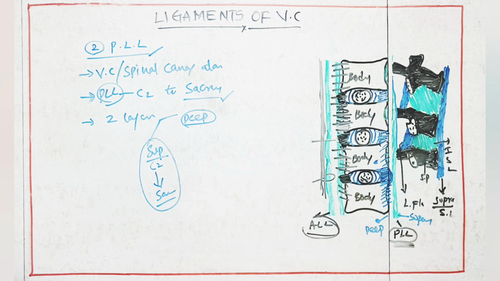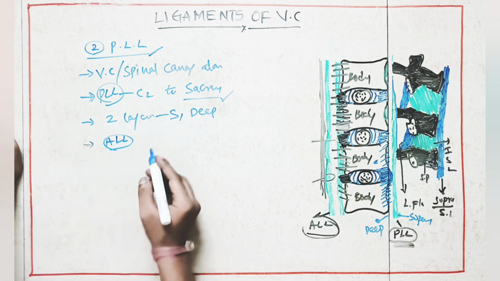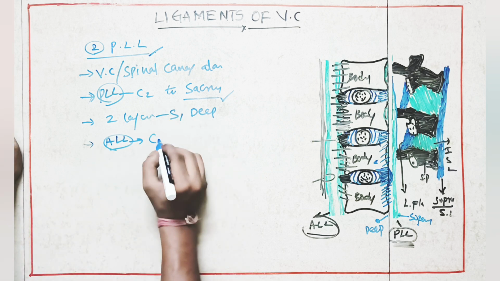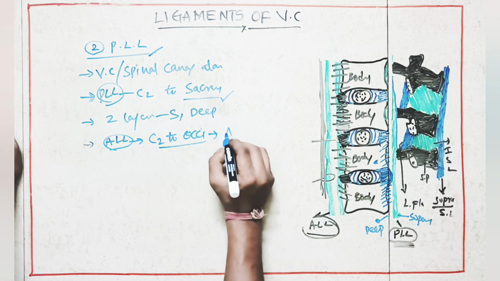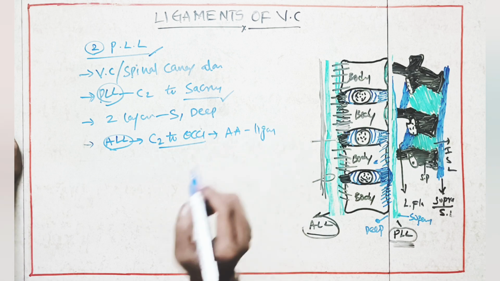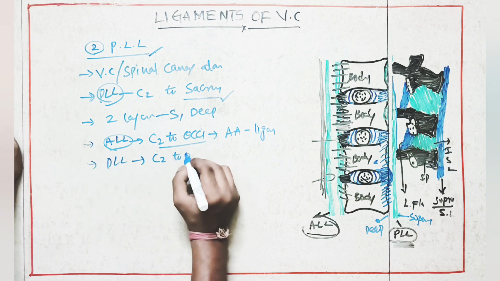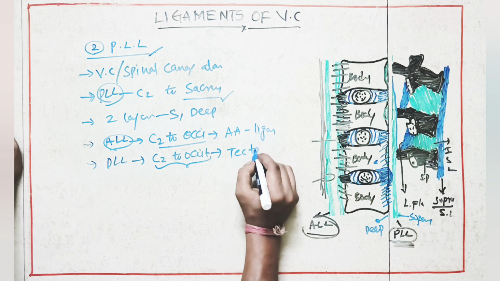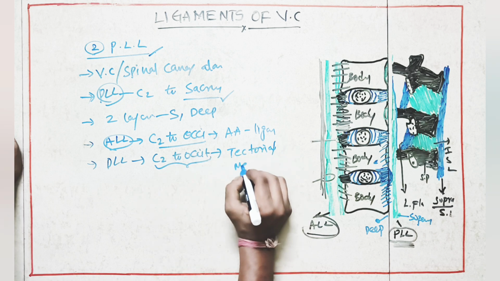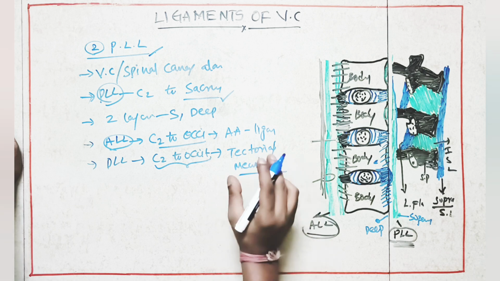Okay, next point. When we saw the anterior longitudinal ligament, its extension from C2 to the occipital bone was called the atlantoaxial ligament. Similarly, the posterior longitudinal ligament extends from C2 to the occipital bone. This extension is nothing but the tectorial membrane. We'll see what the tectorial membrane is when we study the atlantoaxial complex.